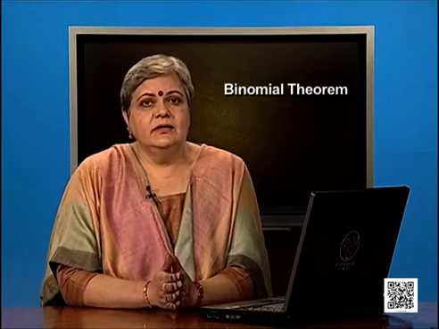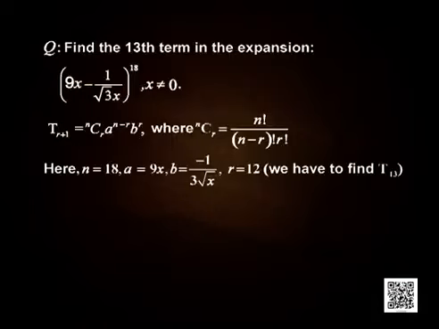Okay? So, here in this case, let us identify what n, a, b and r are. n of course is the index, so that is nothing but 18, and a, the first term, is 9x, b is negative 1 by 3 root x, r is 12, not 13. Keep in mind that we are now going to look at the use of the general term T(r plus 1). So, in T(r plus 1), r plus 1 is 13, the 13th term. So, r will take the value 12.